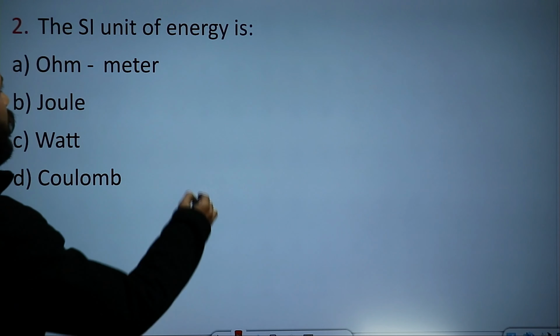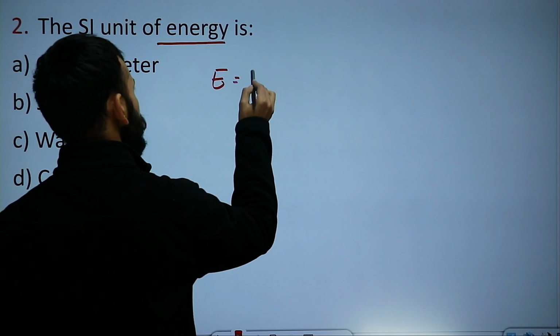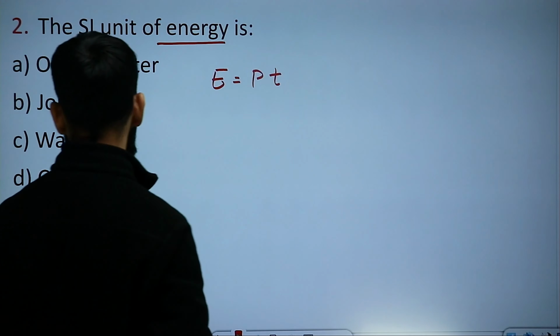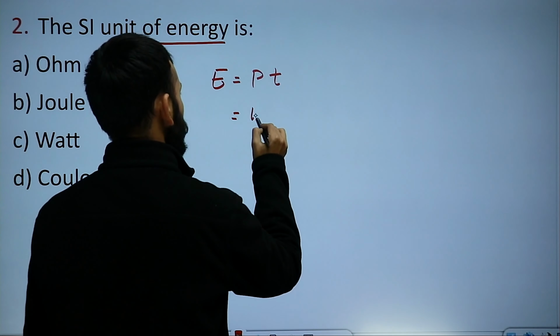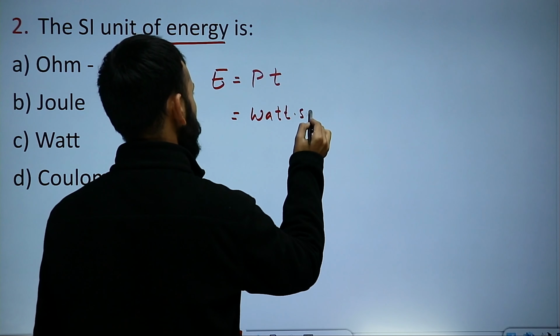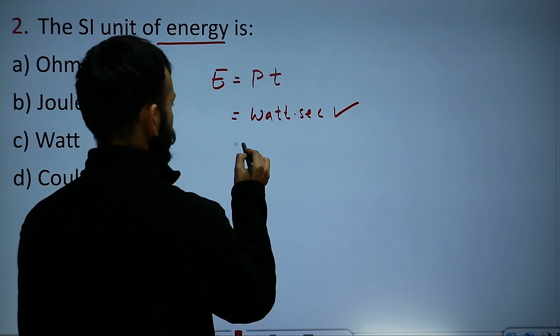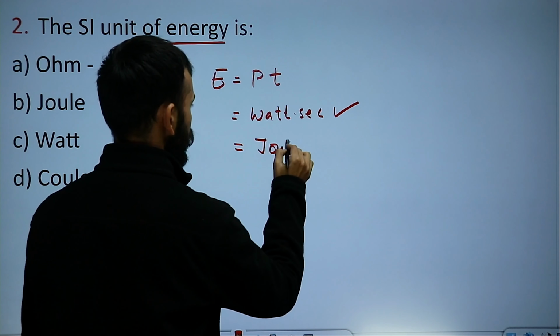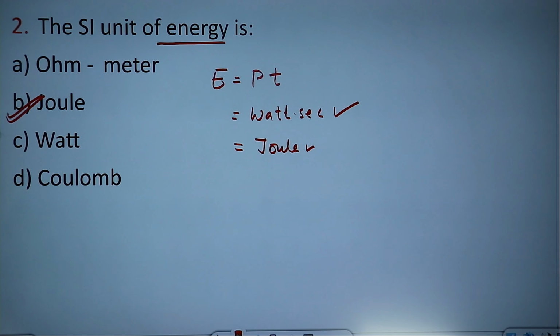Next, the SI unit of energy. I already told you about it. Energy is power into time. The power unit is watt and the time unit is second, so watt second will also be the unit of electrical energy. And one more unit you already heard about is joule. So joule will be the unit of energy.